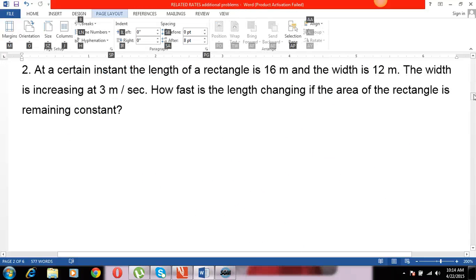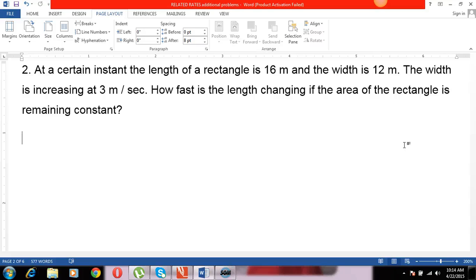Alright, the second problem regarding related rates is: at a certain instant, the length of a rectangle is 16 meter and the width is 12 meter. The width is increasing at 3 meter per second. How fast is the length changing if the area of the rectangle is remaining constant? Okay, so we have three pieces of information from this problem.